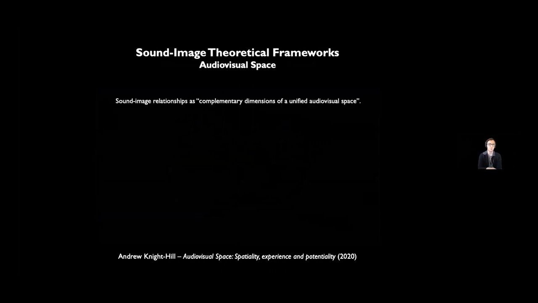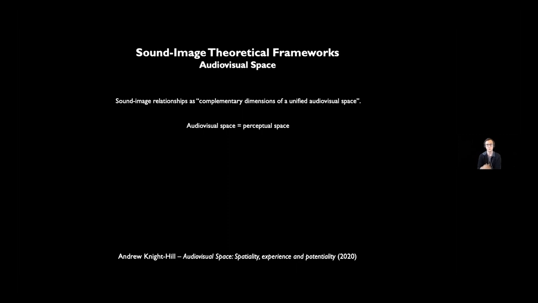As a last theoretical point, I turn to Andrew Knight Hill's concept of audiovisual space. He is dissatisfied with the audiovisual theories based on temporal links, as they cannot fully explain the richness of an audiovisual experience. In his 2020 article, he proposes a reconceptualization of sound image relationships as complementary dimensions of a unified audiovisual space. He talks about a perceptual space, so not a panoramic space as in surround sound. This is a virtual space constructed in the audience's mind, which replaces our normal visual field.